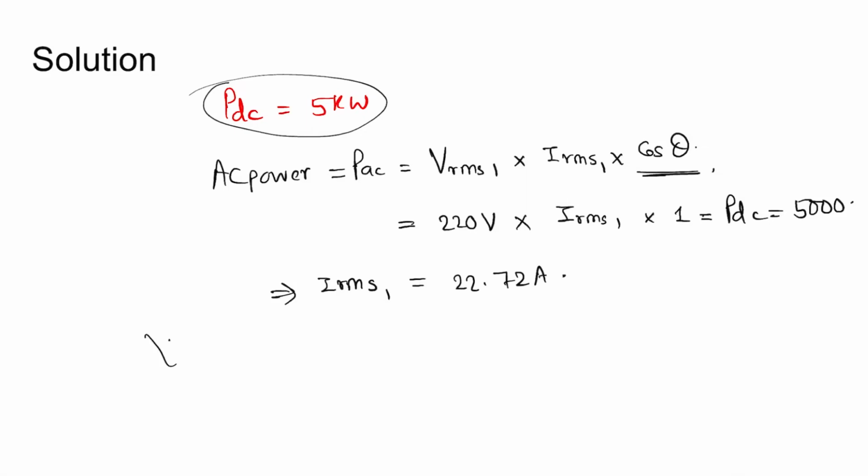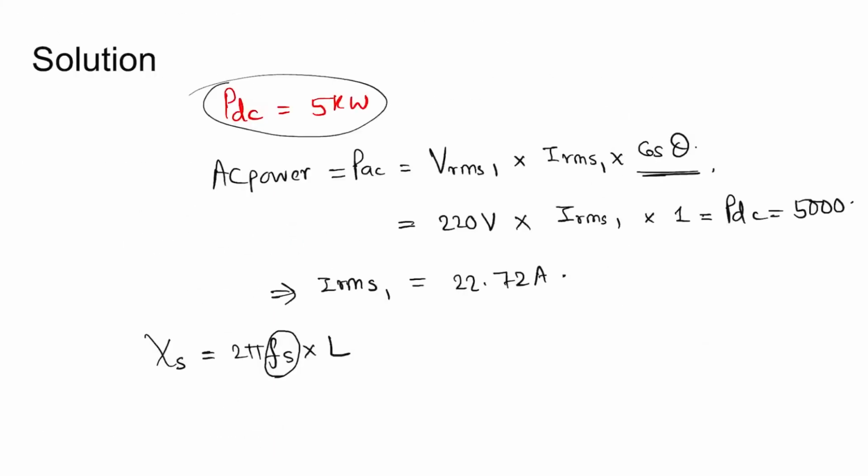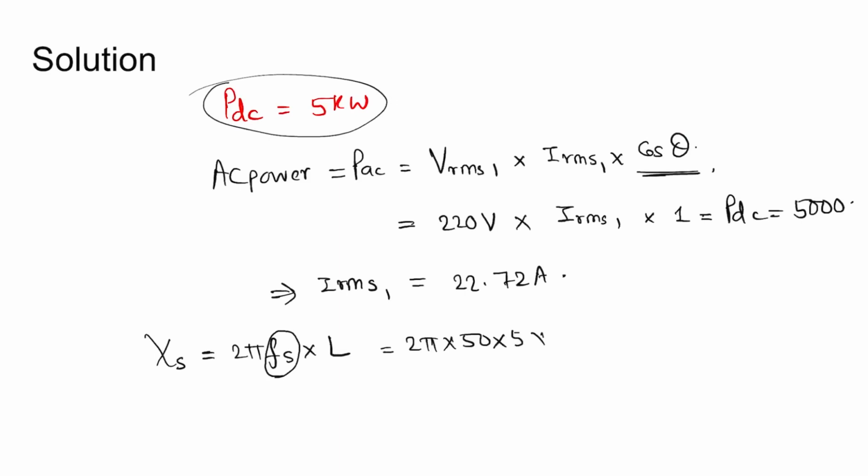22.72 amperes. Now XS equals 2 pi Fs into L. Fs is the system frequency, which is the power frequency, 50 Hz as given. Now the XS value is 2 pi into 50 into inductance, which is 5 millihenry as given in the question, so 5 into 10 to the power minus 3. This is the reactance offered by the interfacing inductors.